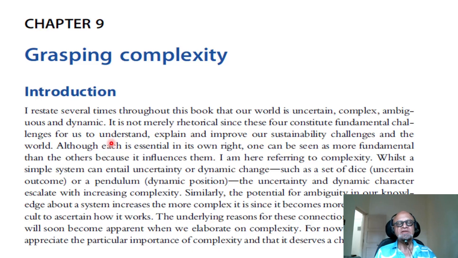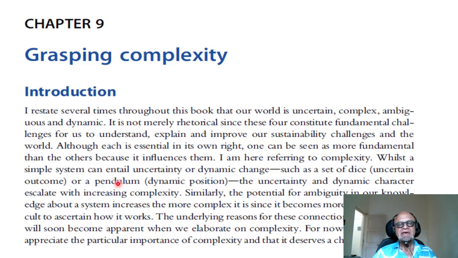A few additional points that we have to go through. I restate several times throughout this book that our world is uncertain, complex, ambiguous, and dynamic. It's not merely rhetorical, since these four constitute fundamental challenges for us to understand, explain, and improve our sustainability challenges and the world. Although each is essential in its own right, one can be seen as more fundamental than the others because it influences them. I'm here referring to complexity.